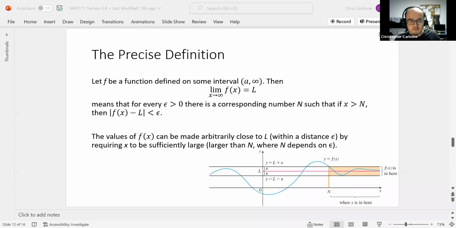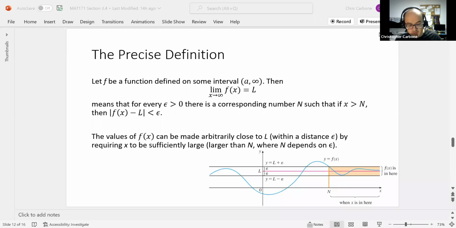Welcome to the third part of our limits at infinity. The precise definition of this is: let f be a function defined on some open interval a to infinity. Then the limit as x approaches infinity of f of x is equal to L means that for every epsilon greater than 0, there is a corresponding number capital N such that if x is greater than capital N, then the absolute value of f of x minus L is less than epsilon.